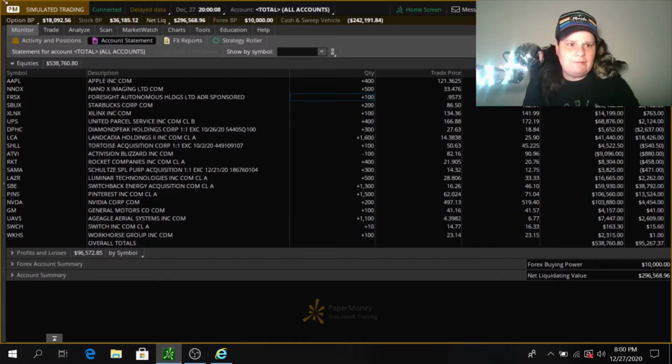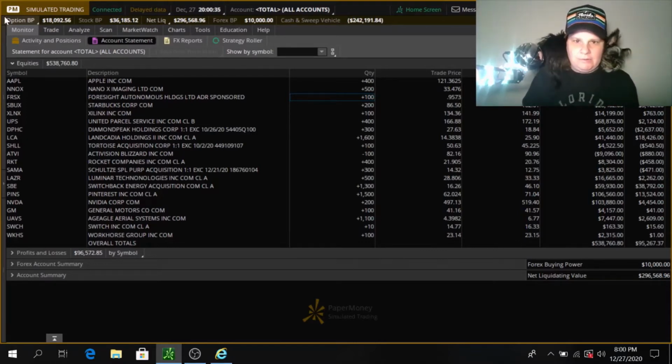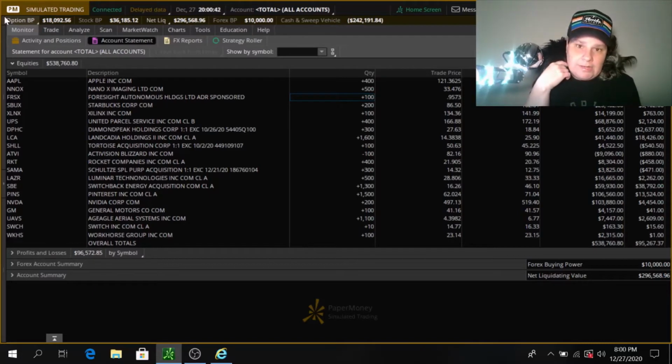Now how you know you have a paper money account is you look up in the left hand corner right here, and it'll say PM, simulated trading. This is not in real time. If you would like the values in real time, you can contact customer support and tell them your reasoning for it, and they will adjust it for you. But I didn't do that. I think it's delayed about 20 minutes or so, which is not a big deal. This is for practice. This is for fun. This is for learning purposes.